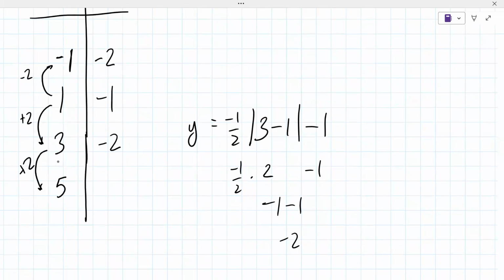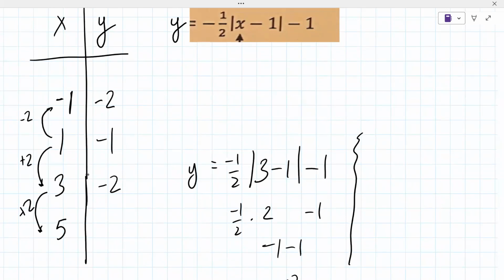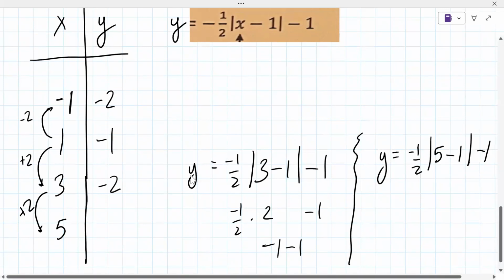Now we're going to do the same thing here. Because we went 2 away, we're going to go another 2 away, which is to 5. All right. So I want you to simplify this thing on the right here. So 5 minus 1, absolute value of that, -1/2 times that, -1. Should be a nice number.